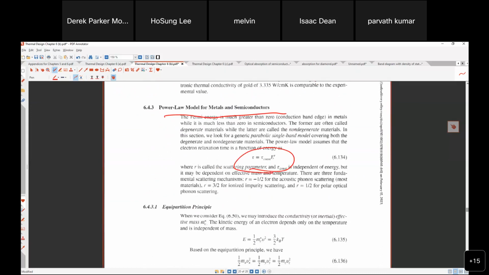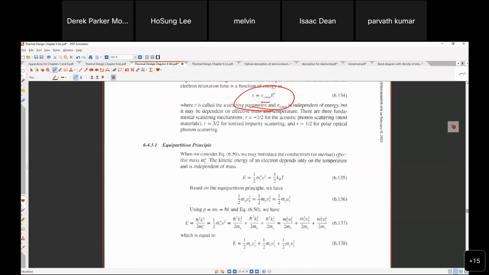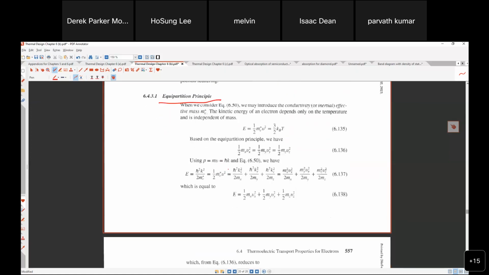This is the power law, a constant, and the energy to the power R. R depends on the three mechanisms, and acoustic phonon is one of the dominant ones, not always, but mostly, so that we are able to figure it out. And there are two more mechanisms. But I'm sorry, it's too much side story, but I would like to talk about the equipartition principle. I think this is somewhat important, students.